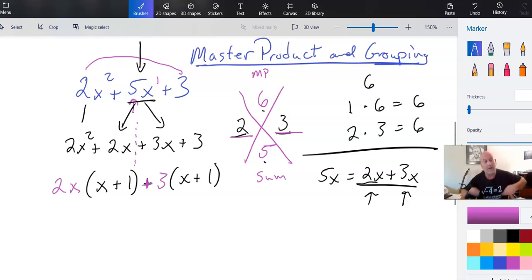There we go. Now, looking at this, you notice x plus 1 is the common factor. So we'll pull that out. And that leaves me with a 2x.